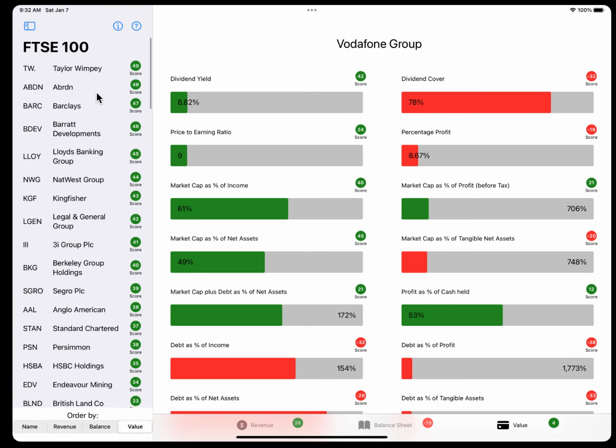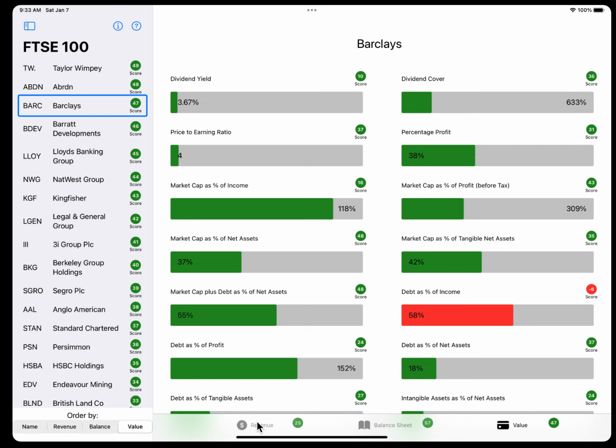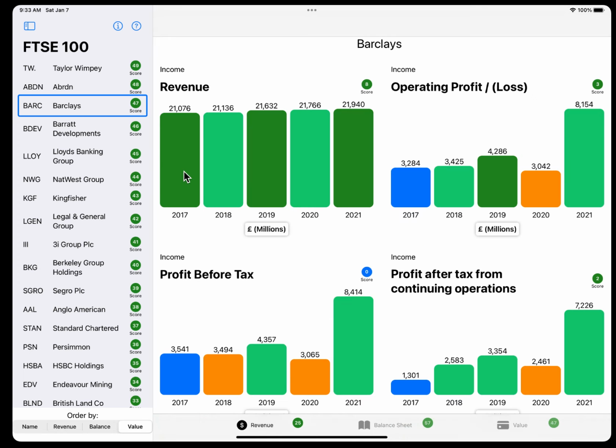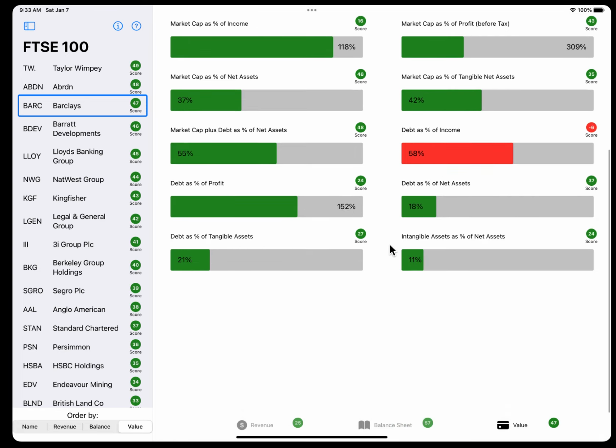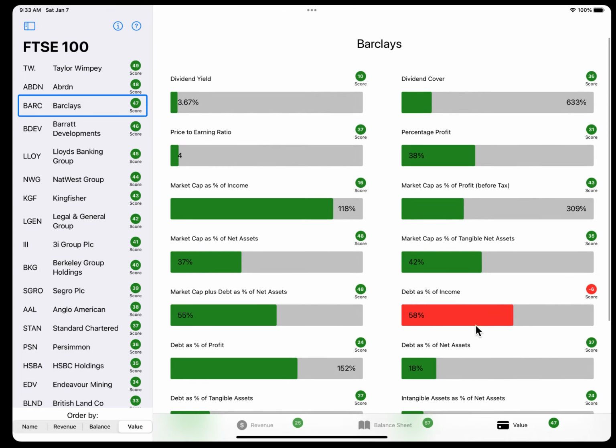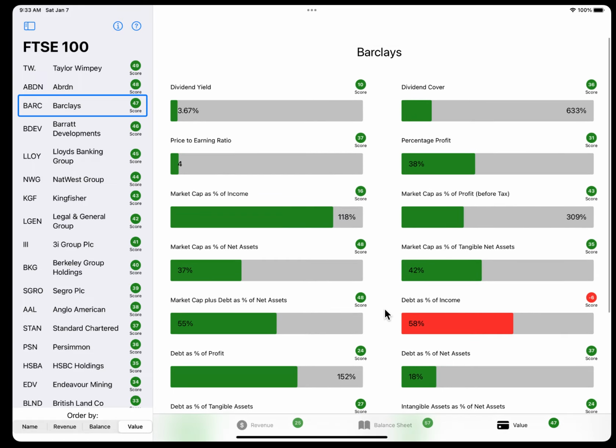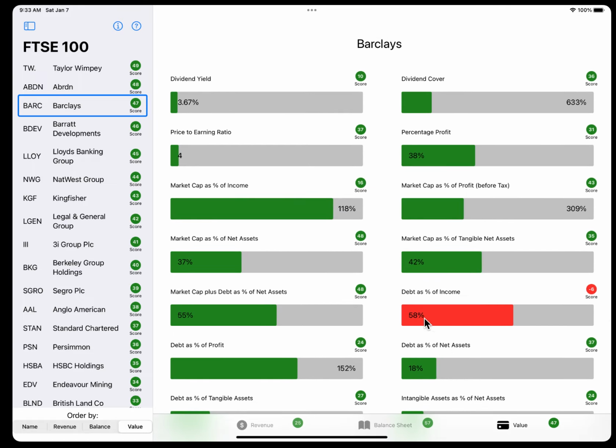So what companies are the best value? And Taylor Wimpey up there again, good value. Aberdeen, Barclays. So if we look at Barclays, they're obviously a big UK-based bank. And it's telling us the value is one of the best. And if we look here at the value, well, yeah, it is. Everything is green, apart from the debt as a percentage of income, which is 58%. So, yeah, a little bit worrying, but not the worst thing in the world. And the score is only -6, so it's not terribly bad, that.